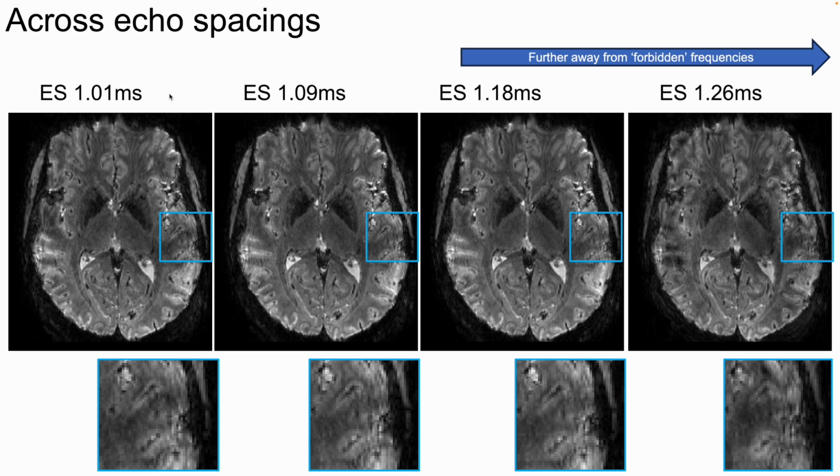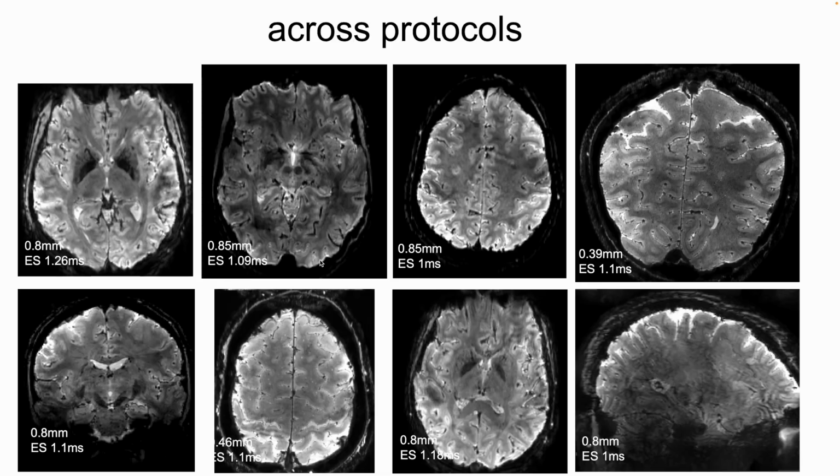Here, for example, you can see that echo spacing has an effect on the fuzzy ripples, but they're never really completely going away. For example, you can see here that when you're very close to the forbidden frequencies, they are quite faint, and they become much stronger as you go away from the forbidden frequencies, strongest here for those kind of echo spacings. And across all echo spacings that we looked at, we always see that image quality improves as soon as you unplug the third order shim.